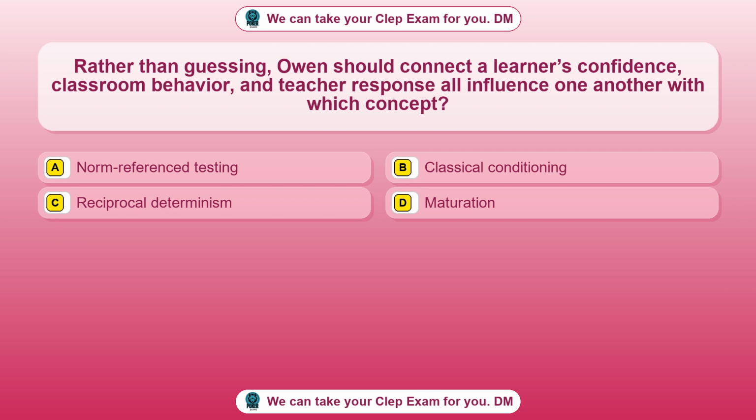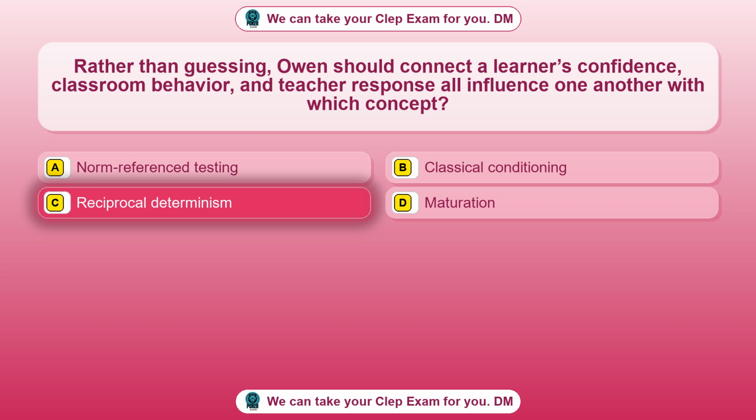Question 11. Rather than guessing, Owen should connect a learner's confidence, classroom behavior, and teacher response all influencing one another with which concept? Option A, norm reference testing. Option B, classical conditioning. Option C, reciprocal determinism. Option D, maturation. The correct answer is option C, reciprocal determinism.